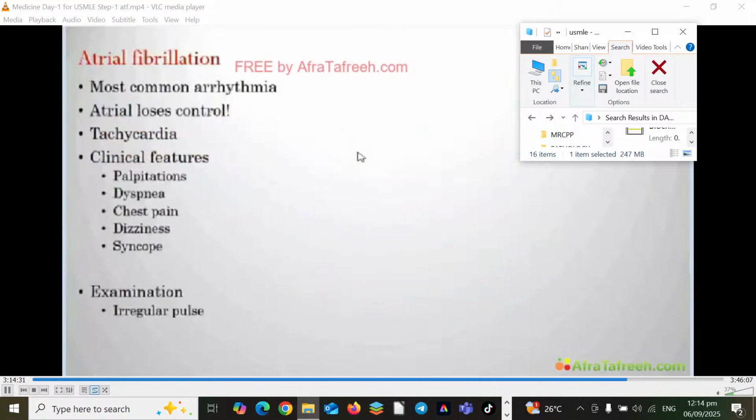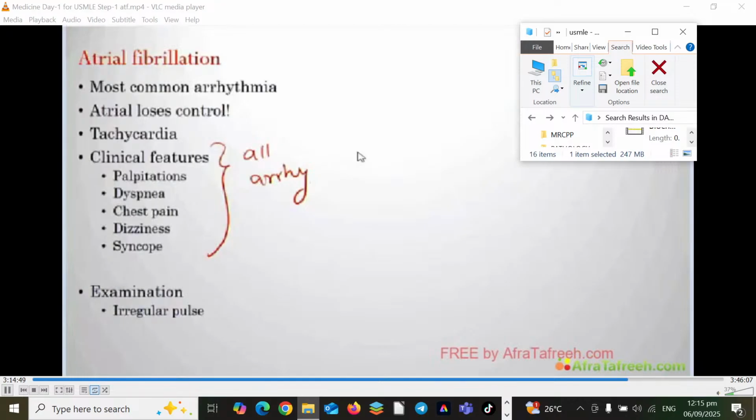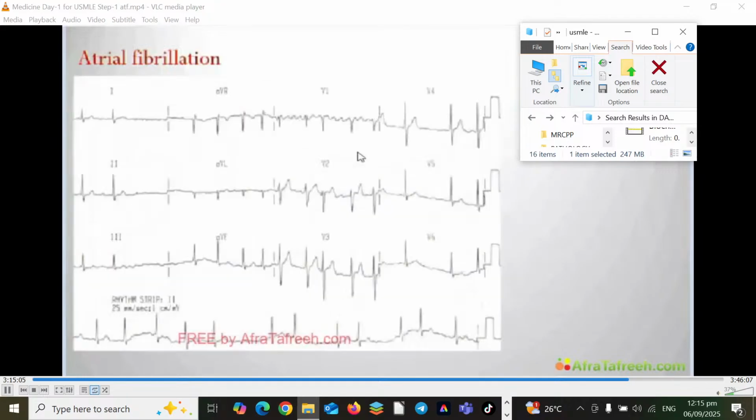So we'll be talking about atrial fibrillation. Atrial fibrillation is the most common type of arrhythmia. These features would be present in almost all arrhythmias, so clinically it is very difficult to tell what kind of arrhythmia we are dealing with. The examination finding characteristic for atrial fibrillation is an irregular pulse. The pulse would be irregular in all of the cases, not just most. So this is how you're going to diagnose them.